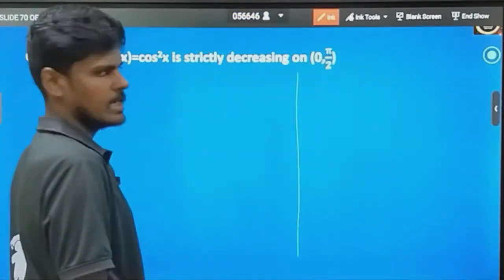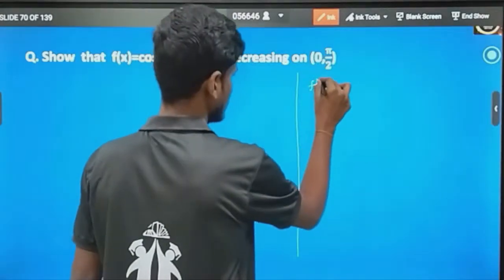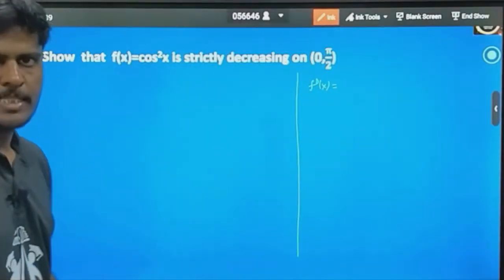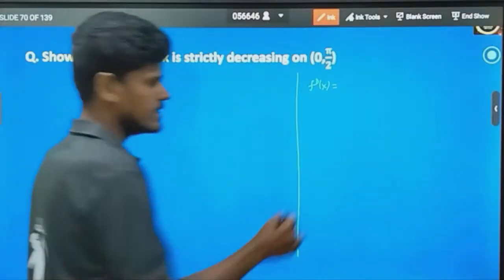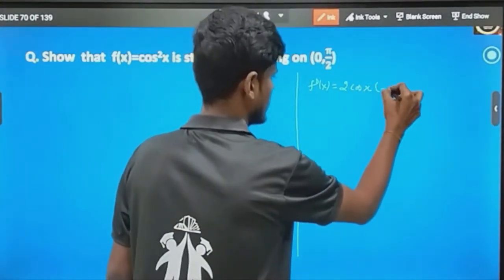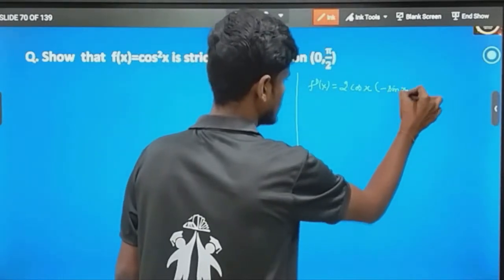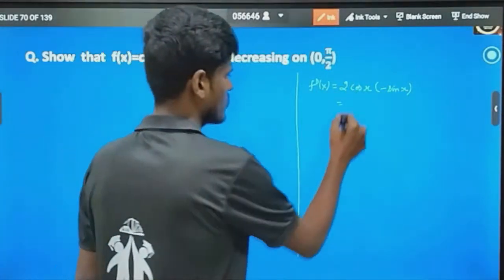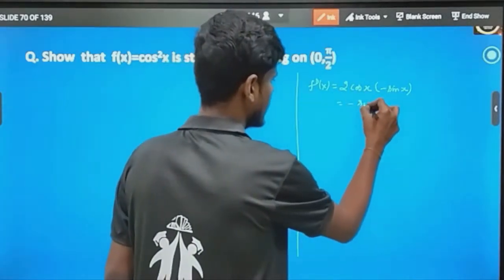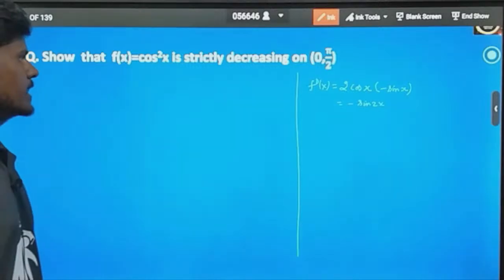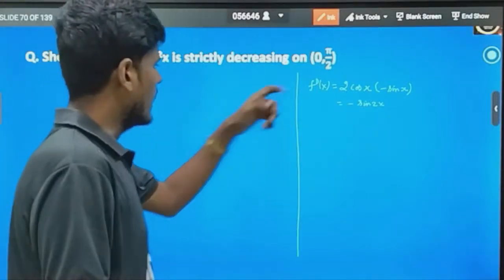Now what is f of x? Cos square x. What is f dash of x? F dash of x will be 2 into cos x into the differentiation of cos x, which is minus sin x. That is equal to minus 2 cos x sin x. Minus 2 sin x cos x is minus of sin 2x. So f dash of x is minus sin 2x. Then what we need to do?